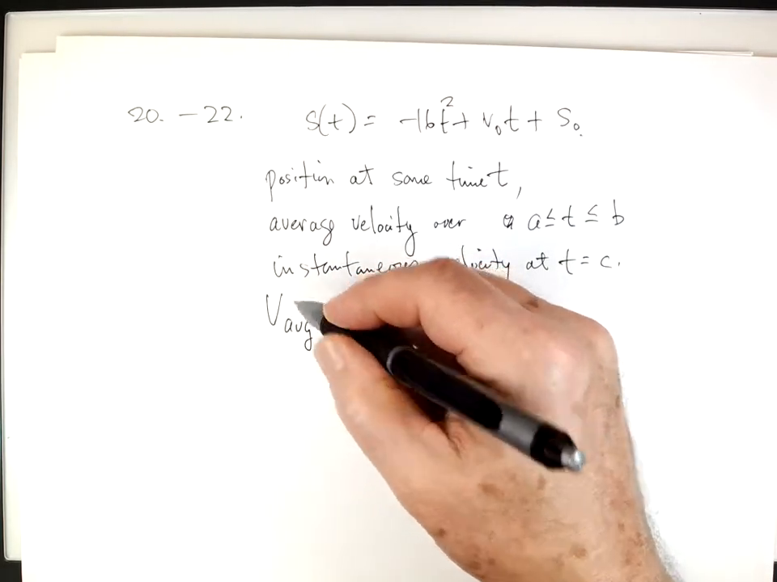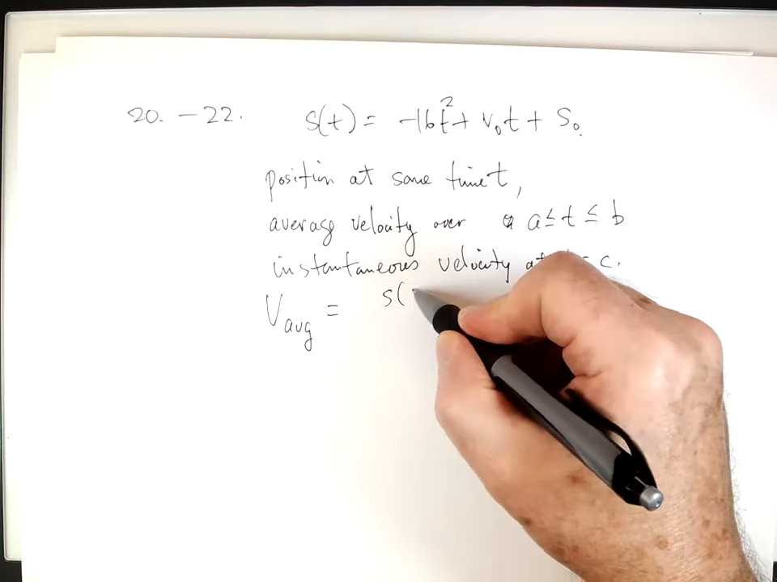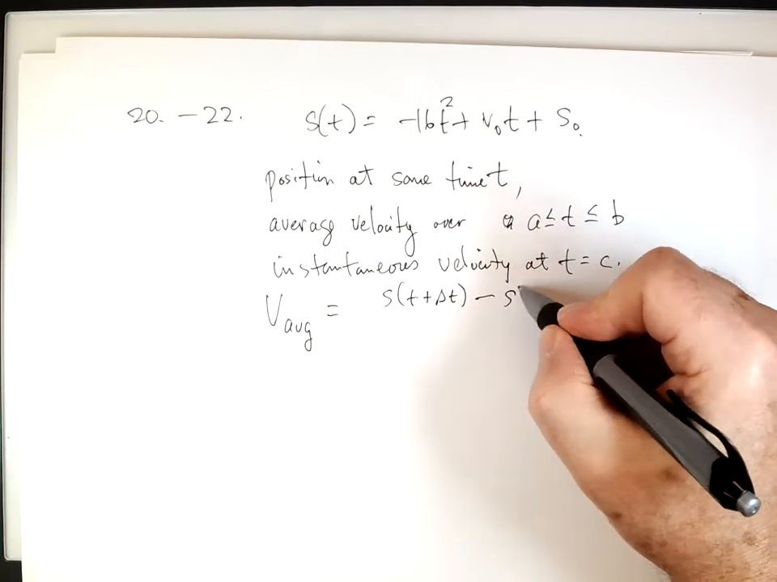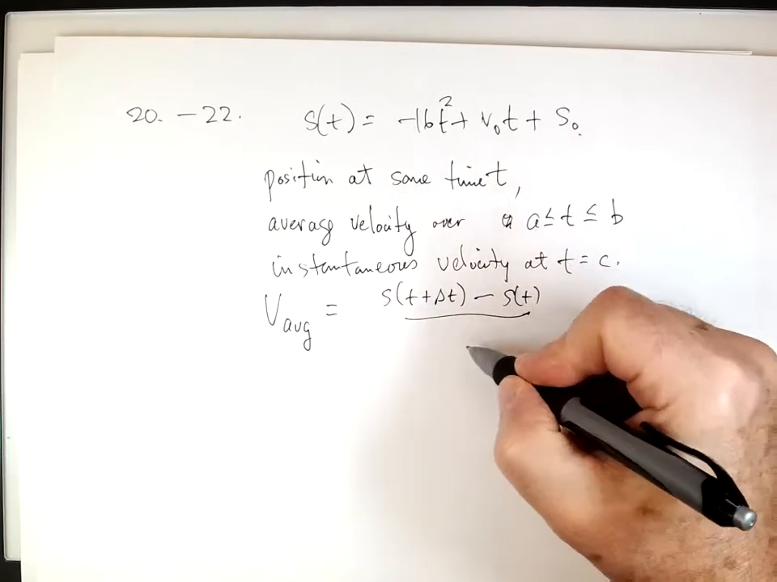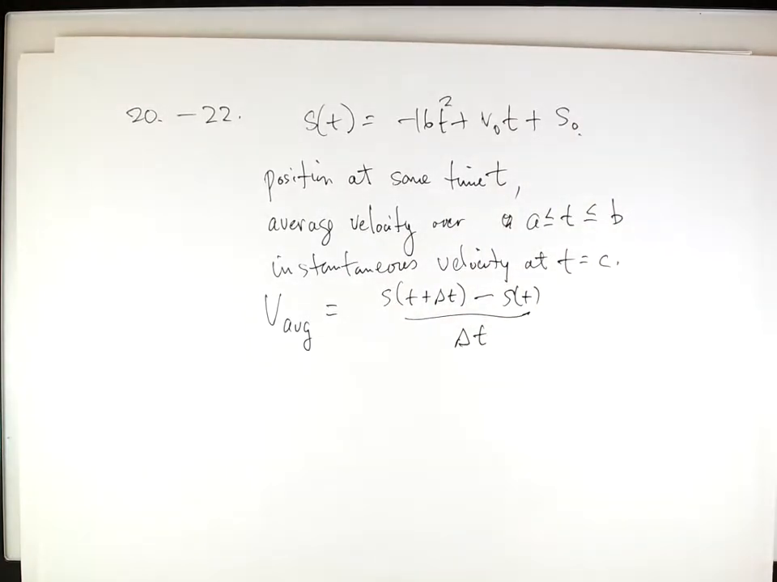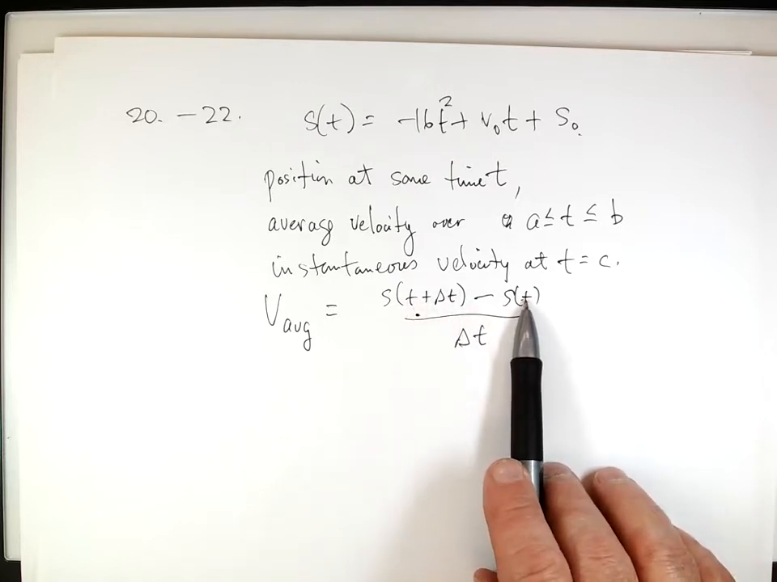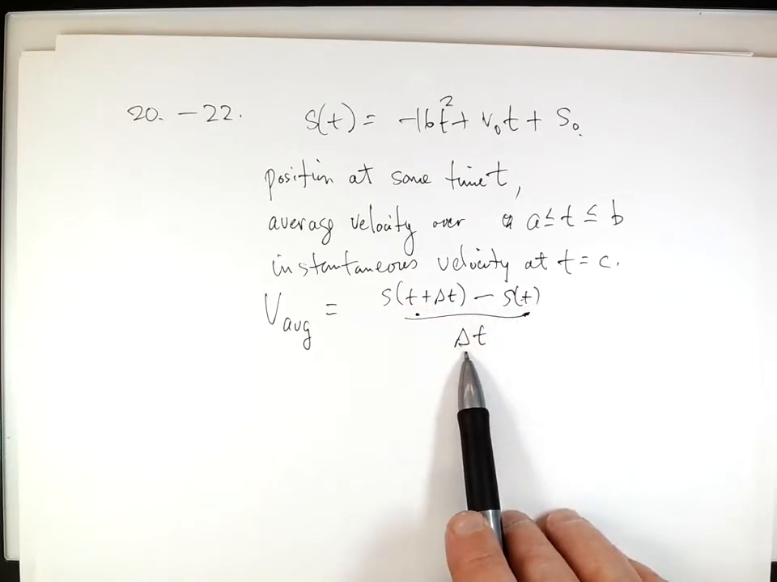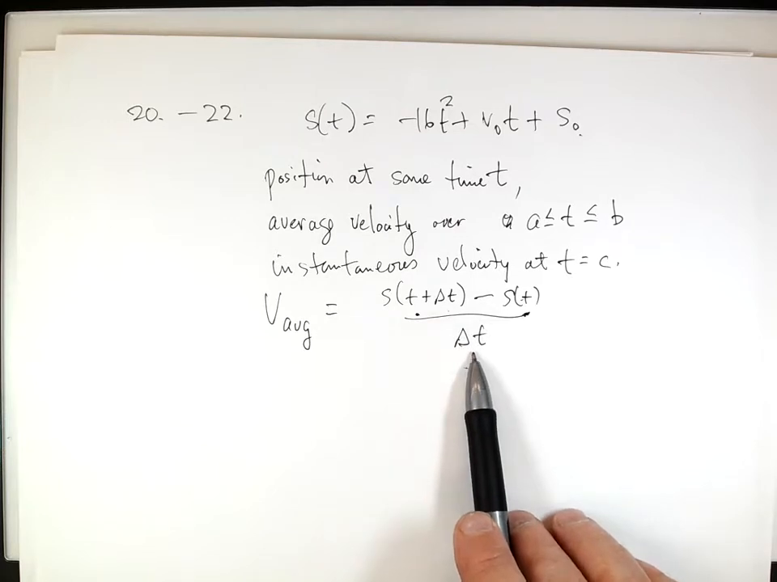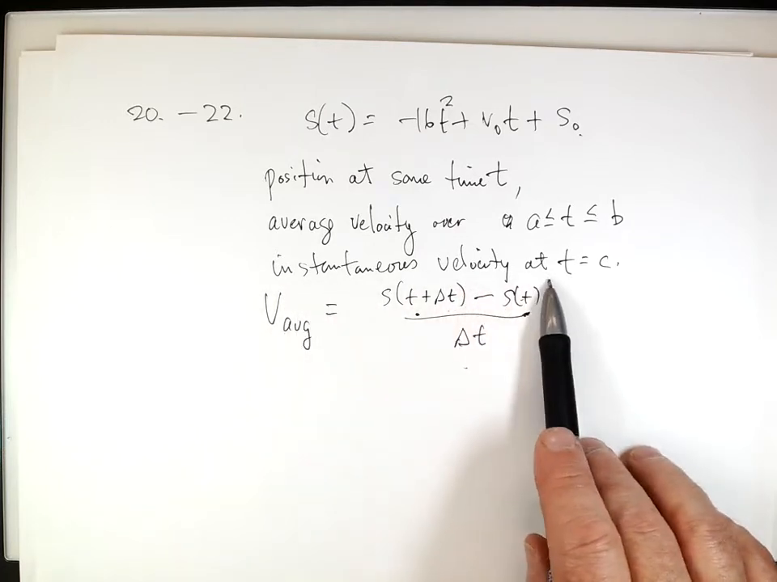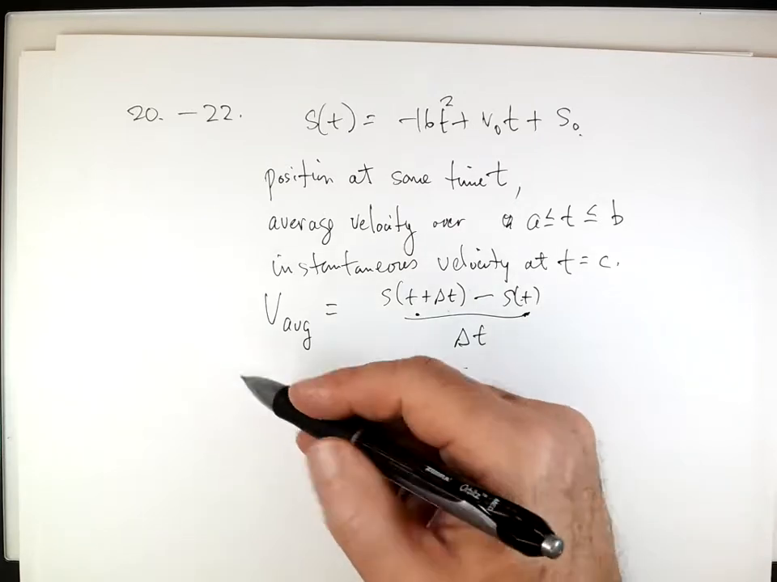What's the average velocity? It's your position at t plus delta t minus the original position, over delta t. It's not the derivative yet. The average velocity is the difference in position, which gives you a distance, over the change in time. That's your average velocity over an interval of time. The instantaneous velocity is the derivative. Let me give you an example.